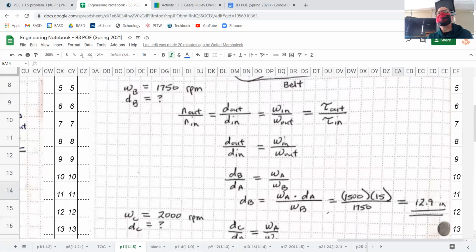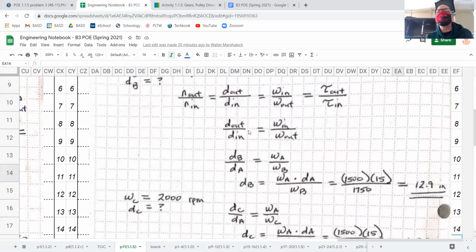So if that made any sense, which I think it probably didn't, this is kind of the problem I had yesterday explaining it, that I kind of got off track. But I got D sub out over D sub in. Trust me, that's D sub B over D sub A. And then I got W sub in over W sub out. Trust me, that's W sub A over W sub B. And I am looking for, remember the unknown was D sub B.